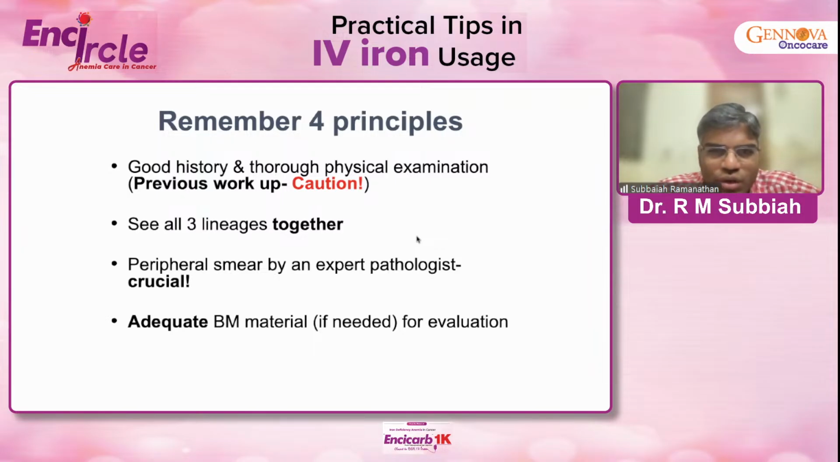And the next thing is to see all the three lineages together. The three lineages are red cells, white cells, and platelets. Why? Because sometimes anemia may coexist with leukopenia or thrombocytopenia, or leukocytosis, thrombocytosis. All the different combinations can give you different differential diagnoses. That's why it's important. And all these three lineages are formed together in the bone marrow. So when one is disturbed, there is a high chance the other lineages might be disturbed. That's why we see everything together.